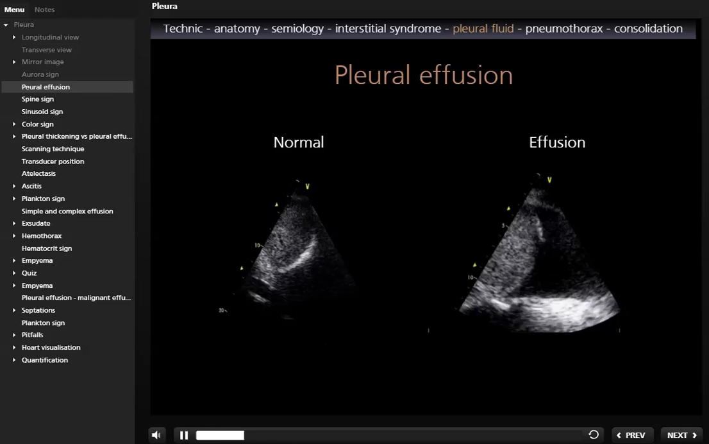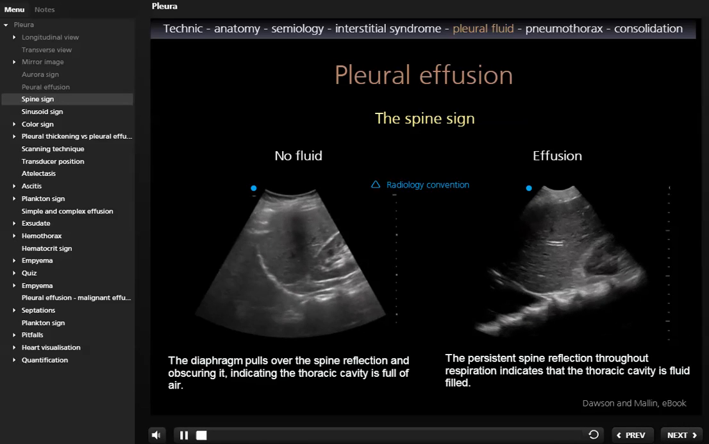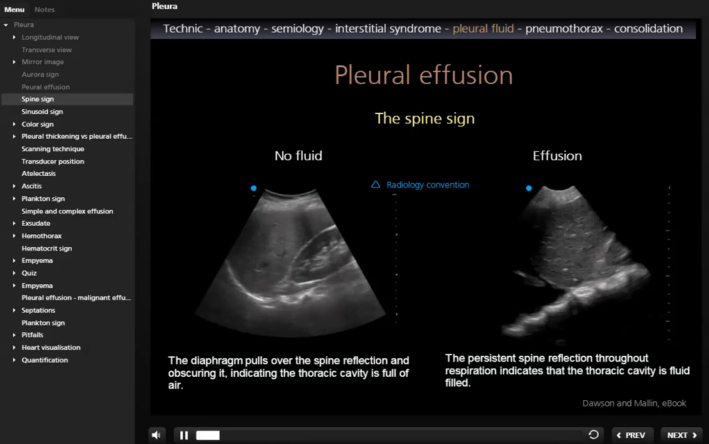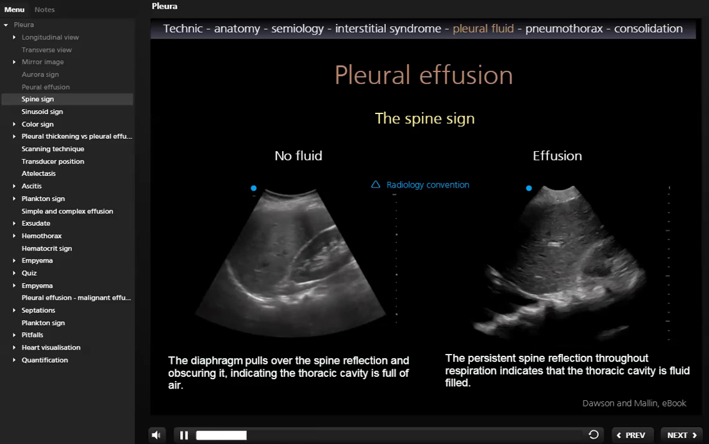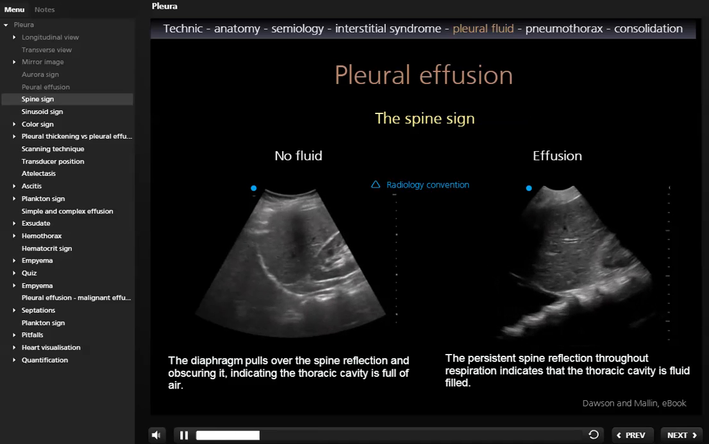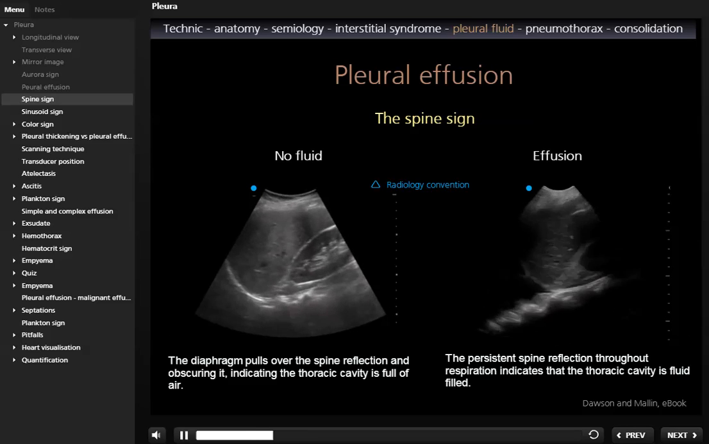When an effusion is present, as in the right side, it appears like an anechogenic zone between the lung, chest wall, and diaphragm with regular limits and variable echo structure. Sometimes the mirror image can be tricky to identify. In this case, there is another way to identify pleural fluid, which is known as the spine sign.